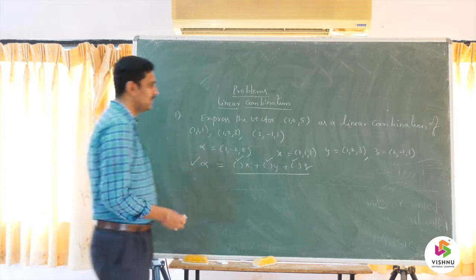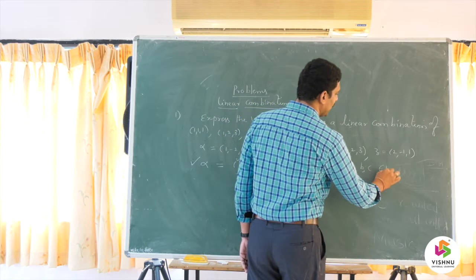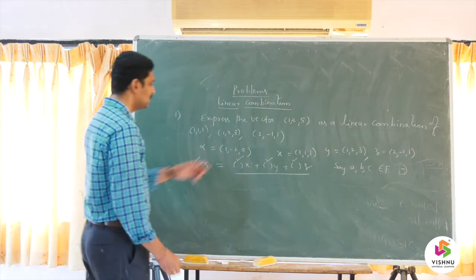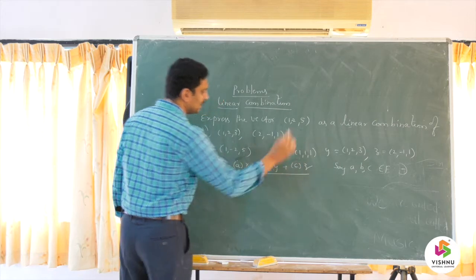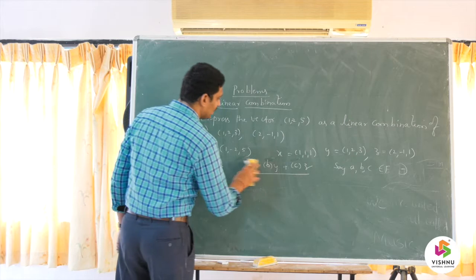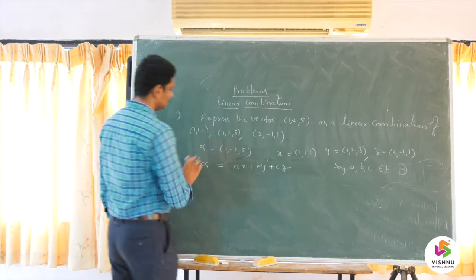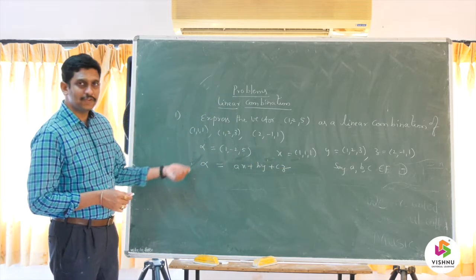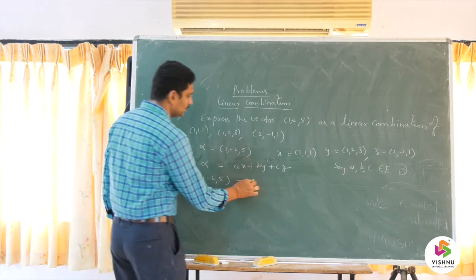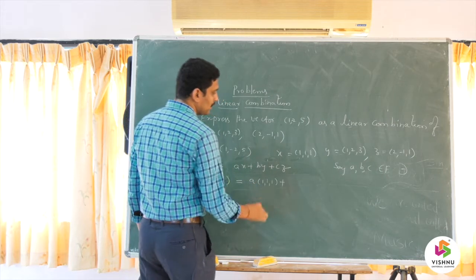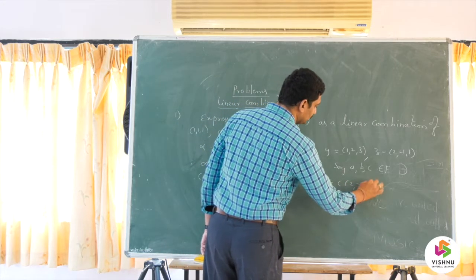Right? So for convenience, you take the symbols A, B, C belonging to F, the field, such that alpha is written as Ax plus By plus Cz. Now we have to evaluate the values of A, B, C. So 1 minus 2 5 equals A into 1 1 1 plus B into 1 2 3 plus C into 2 minus 1 1.